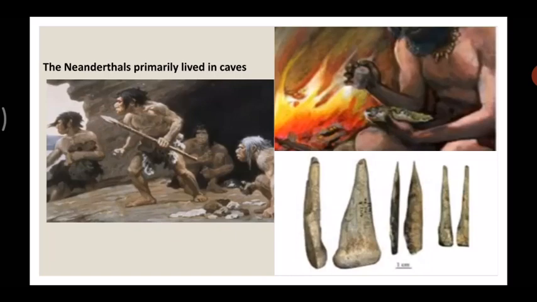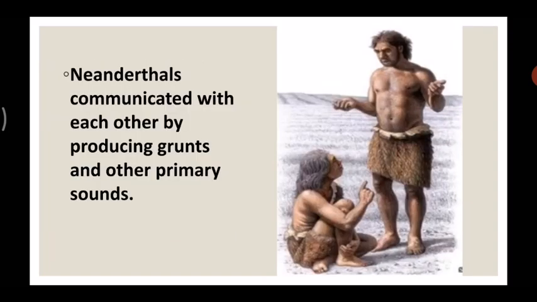Let's move forward. Now, some scientists believe that Neanderthals communicated with each other by producing grunts and other primary sounds. Grunts means a short, low sound made in the throat. We make different sounds sometimes in the throat. However, it is not known whether they developed language to express their thoughts with the help of words.